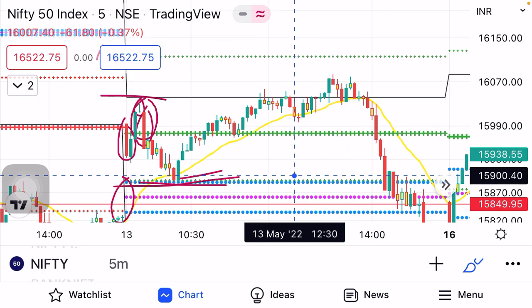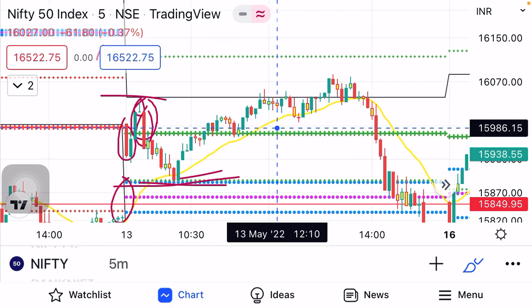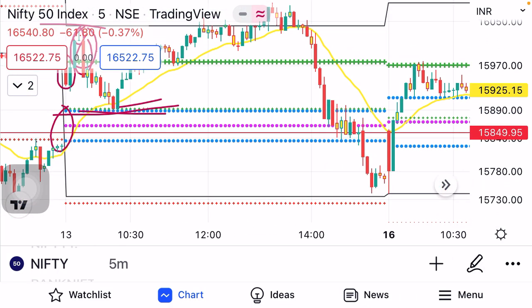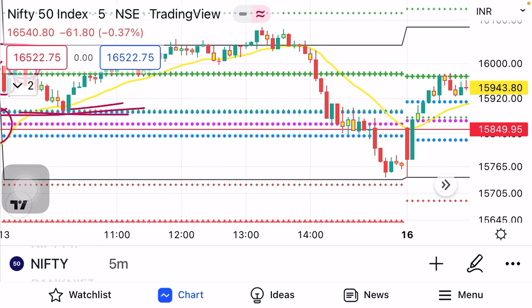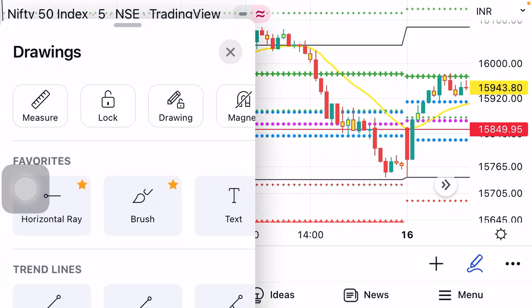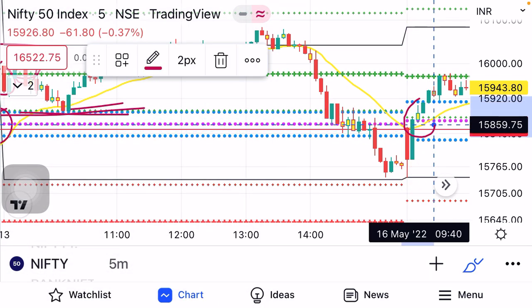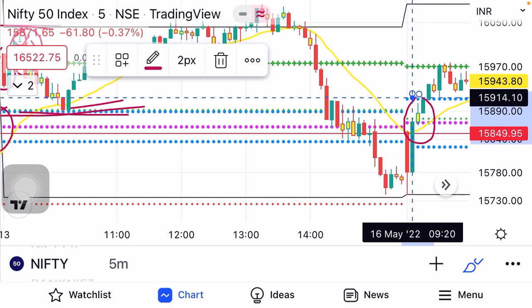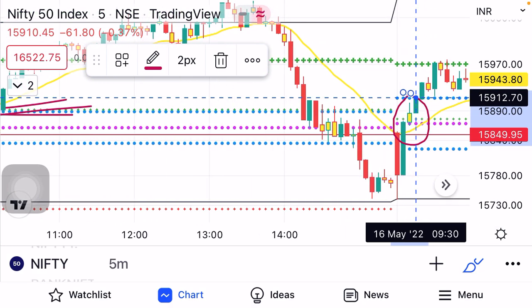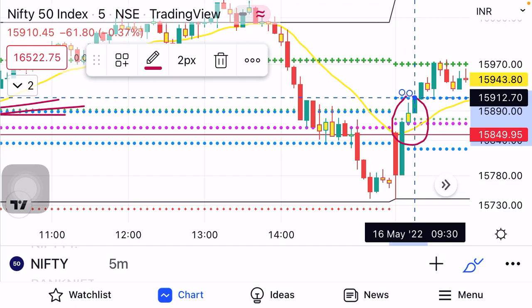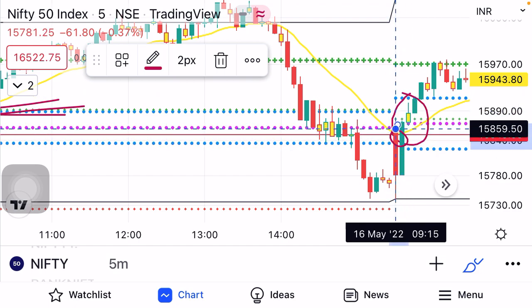Okay, for the second week we didn't get any stop loss hitting. The next week is over, and we'll move on to the next week, that is 16th May 2022. It is Monday. The CPR relationship is wide CPR with outside CPR. So on outside CPR, the opening candle location is here at this point, right?